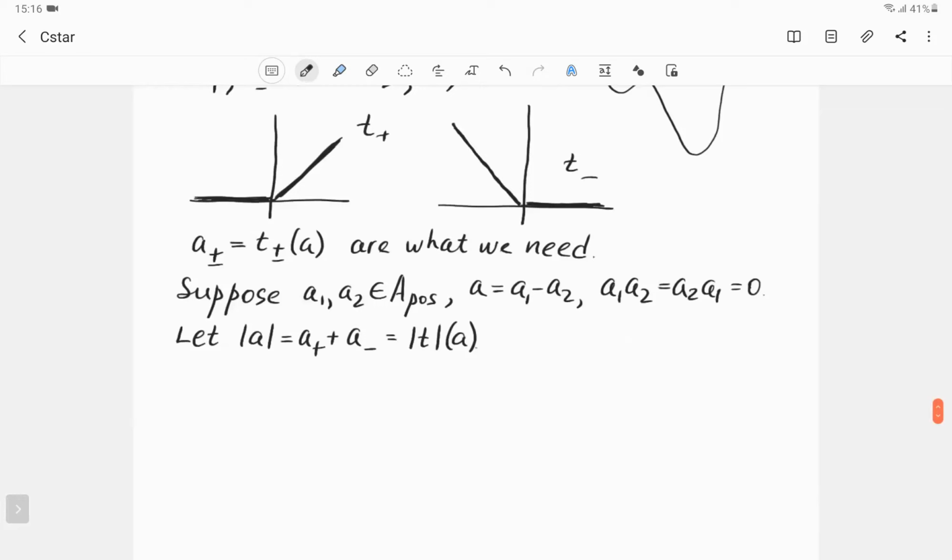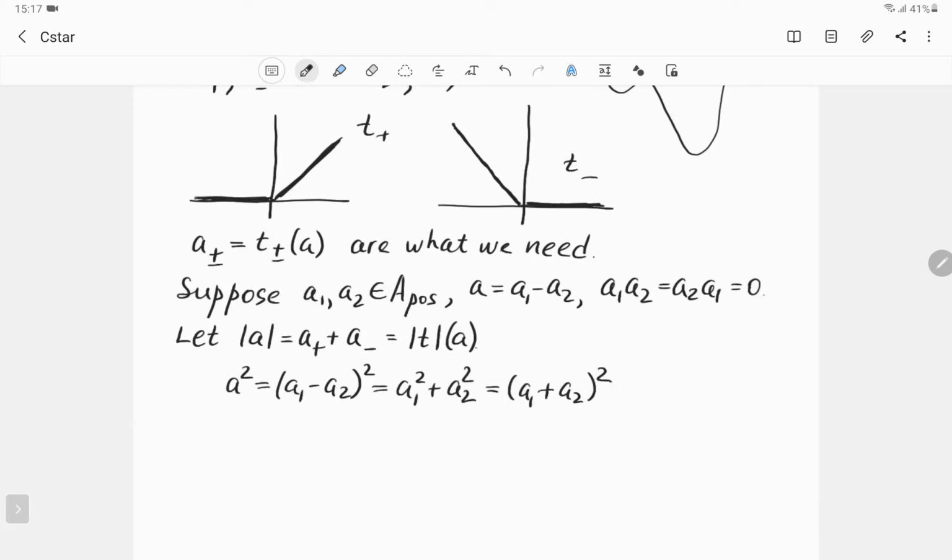And we do a little calculation. So a squared is (a1 minus a2) squared. If we calculate it explicitly, it will be a1 squared plus a2 squared, because the product a1 a2 and a2 a1 is 0. And for the same reason, this can be written as (a1 plus a2) squared.